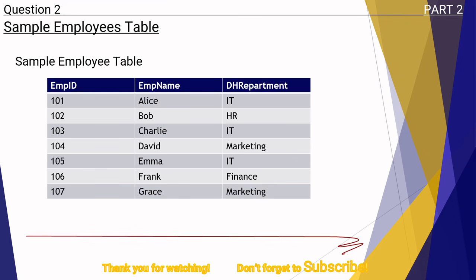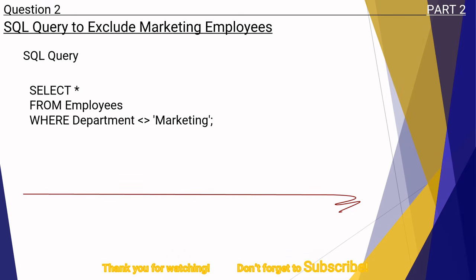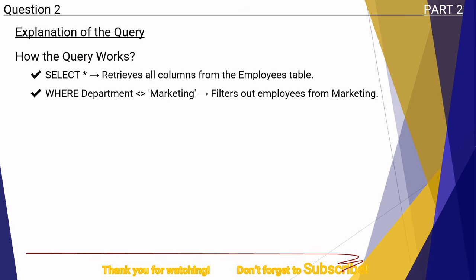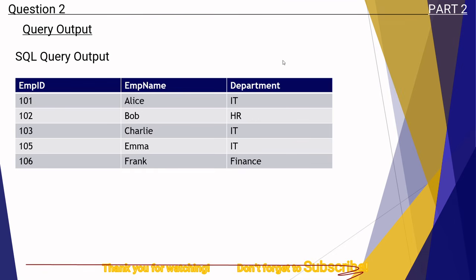Here is a sample employee table. It contains employees from different departments like IT, HR, marketing, and finance. Our task is to filter out employees from marketing department. This SQL query selects all employee details but excludes those from the marketing department using the not equal to operator. First, we use select star to retrieve all employee details. Then the where clause ensures we exclude employees from the marketing department.